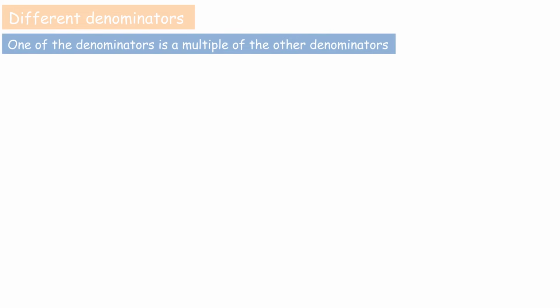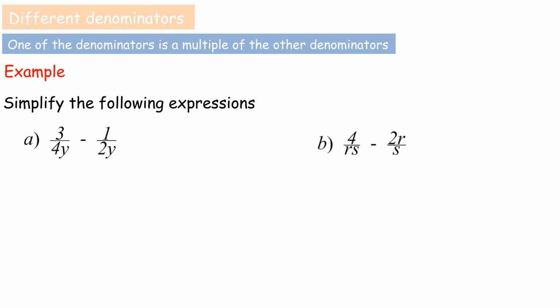Addition or subtraction of algebraic fractions with different denominators. One of the denominators is a multiple of the other denominators. Example: simplify the following expressions. A. 3 over 4y minus 1 over 2y. Equating the denominators to 4y, so 2y times 2, and 1 also needs to times 2. Equals 3 over 4y minus 2 over 4y. Equals 3 minus 2 over 4y. Equals 1 over 4y.